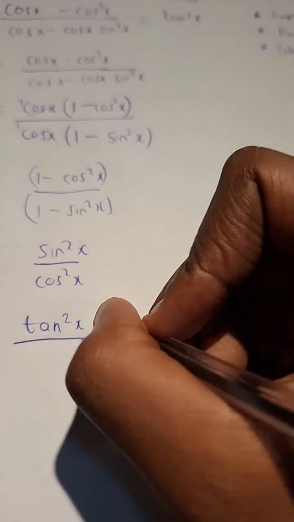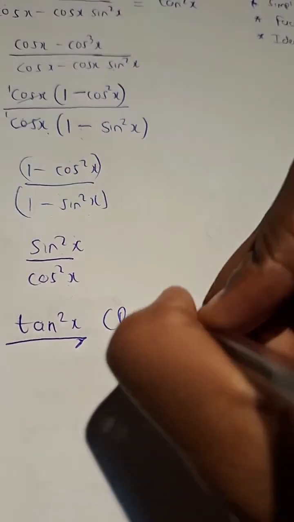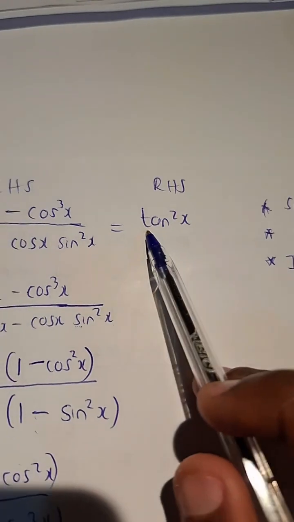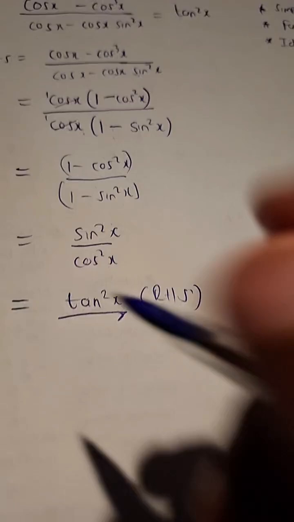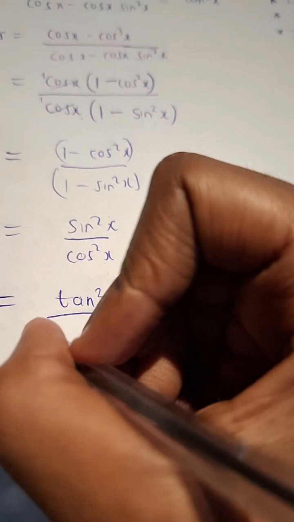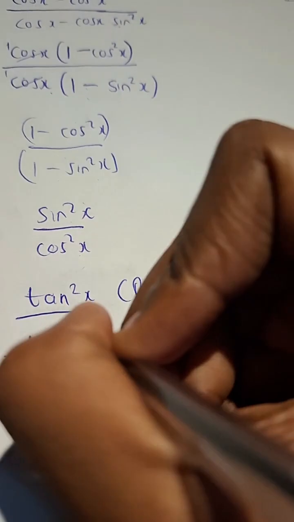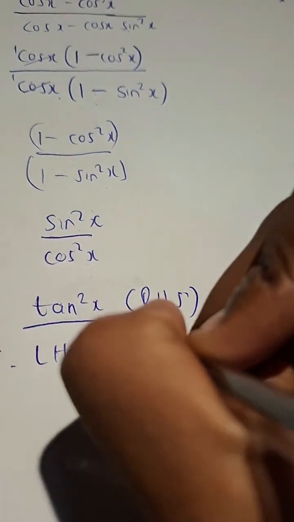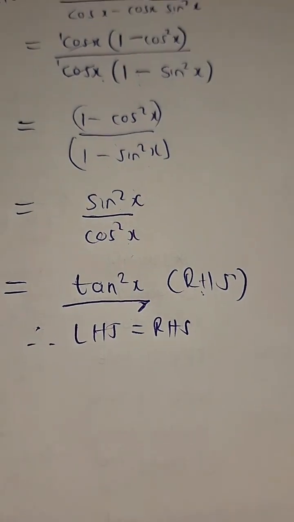But isn't this the right hand side? It is. So therefore our final answer is truly indeed. So we can conclude that the left hand side is truly equal to the right hand side. Identity proven.